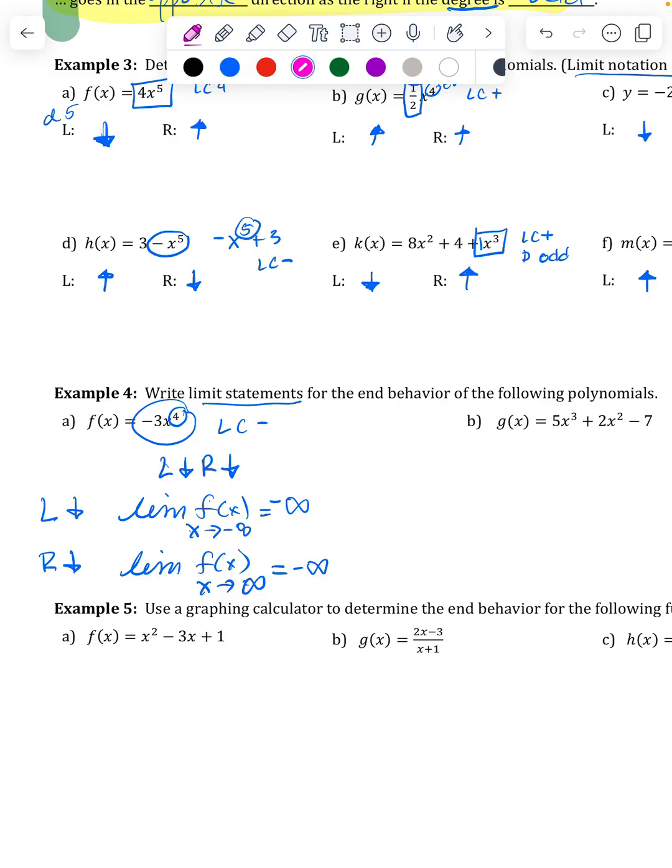So this is telling me which end I'm doing. And then this is telling me if the graph is going up or down. And in this case, they're both going down.